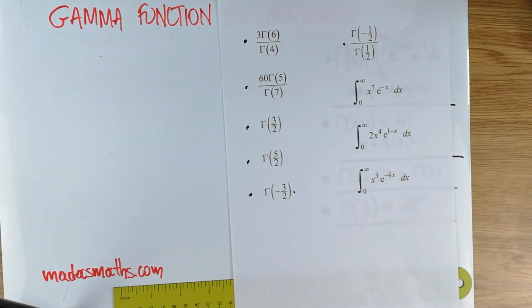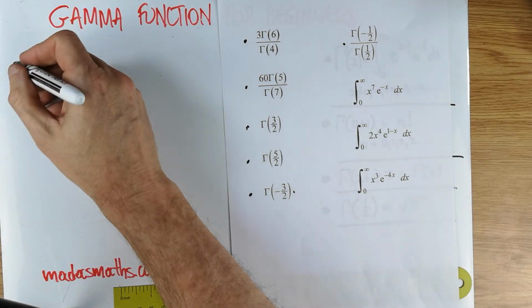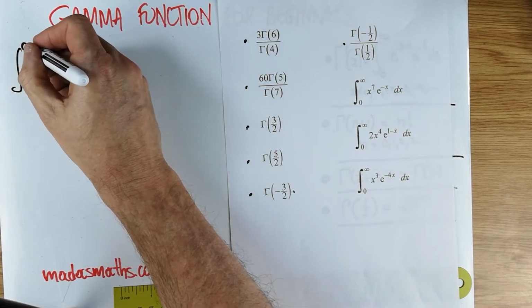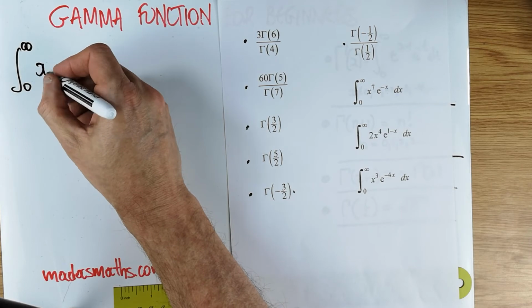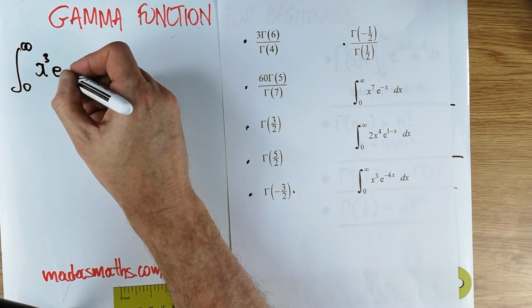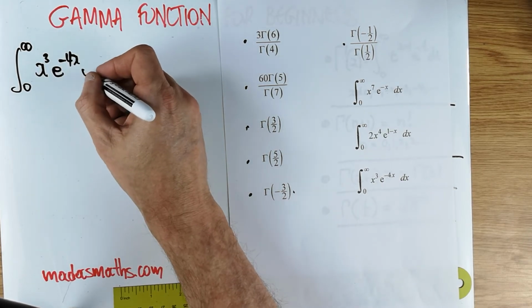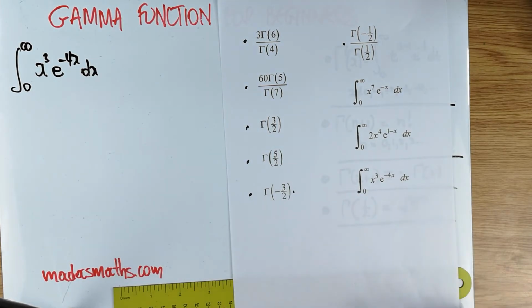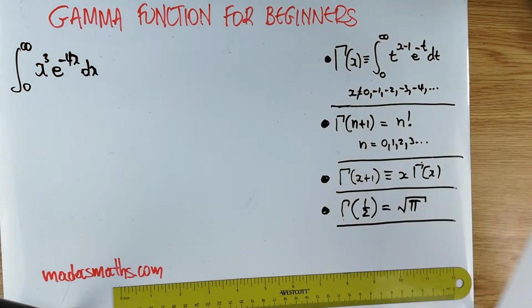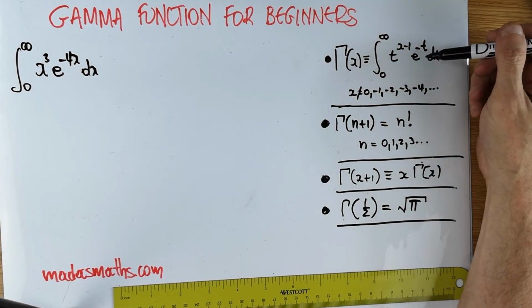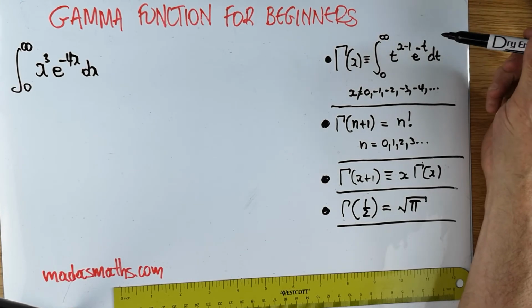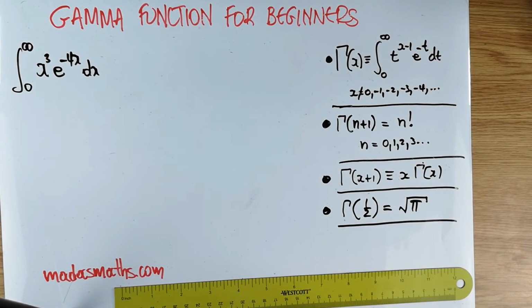Okay, so the last integral is the integral from 0 to infinity x cubed e to the minus 4x dx. This is not quite what we have in here. Even if we swap the t's for x's, we've got this extra 4 in there, which is causing us a problem. But this is not difficult to get rid of. We just need a little substitution for that.